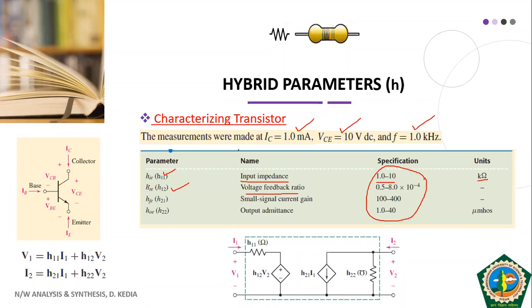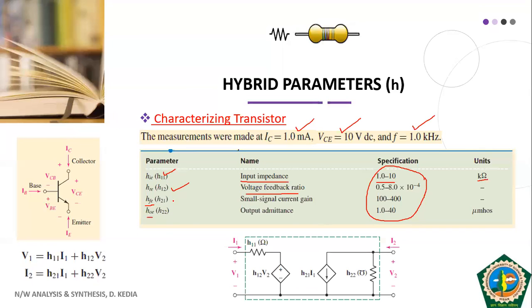Okay, so here it is represented as HIE. E means emitter. Okay, common emitter configuration. So HIE is the input impedance for common emitter. HRE is your reverse voltage gain. HFE is your current gain. Then HOE is your output admittance.